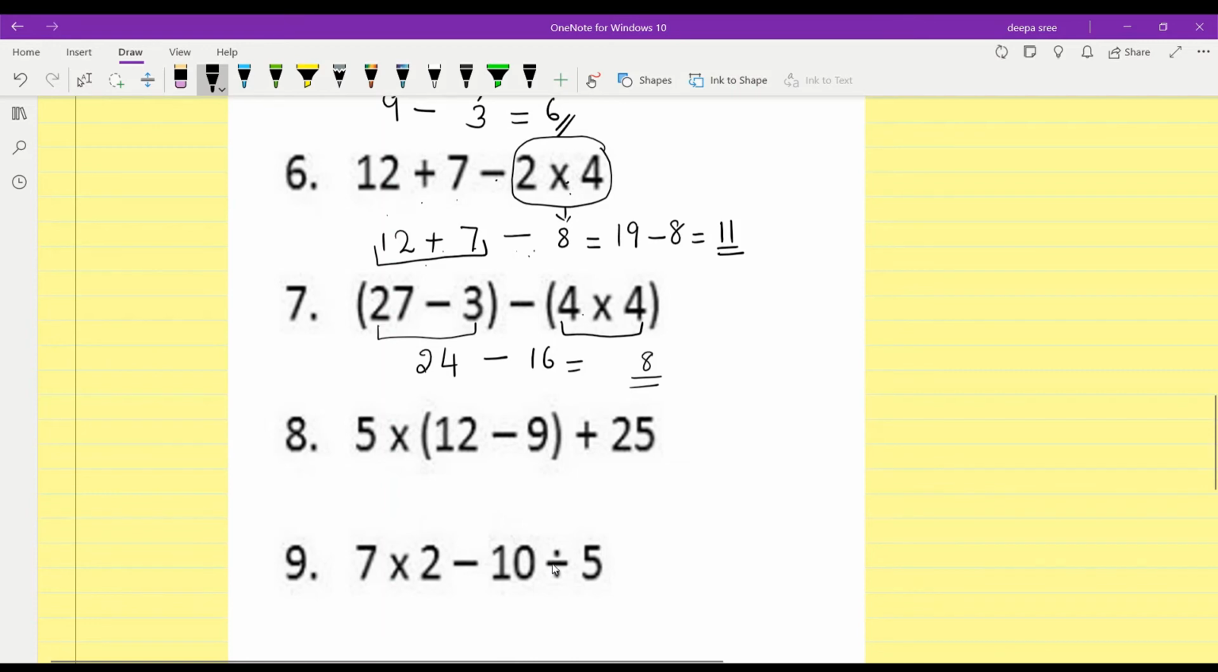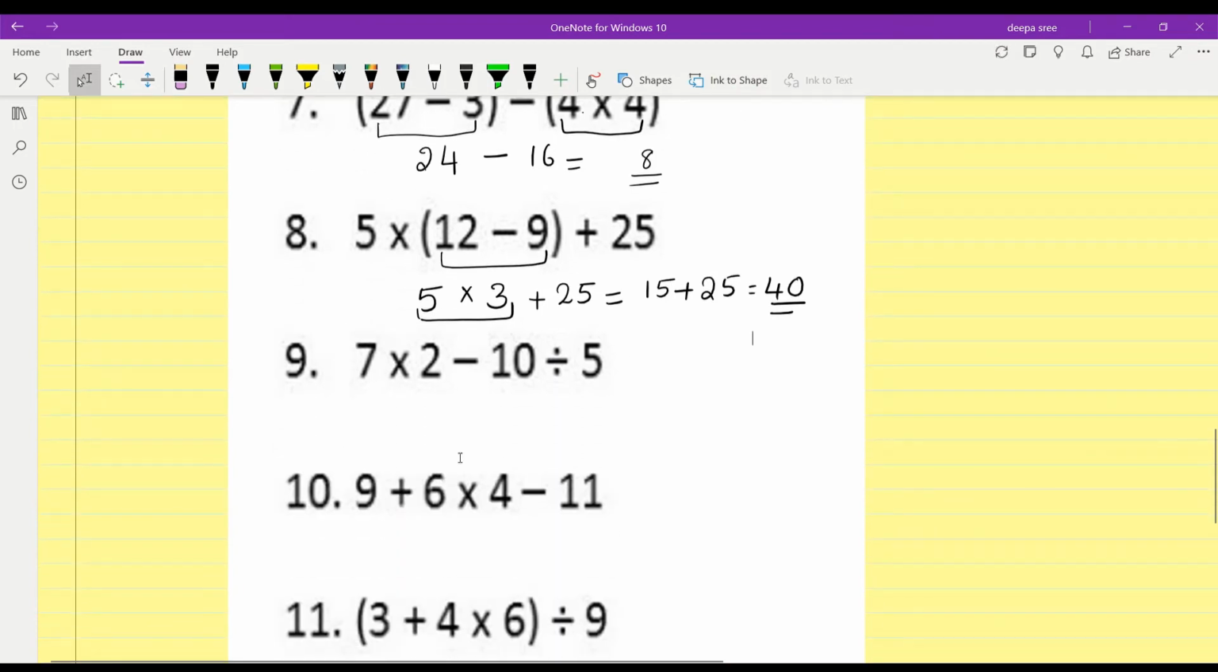Here also bracket is there. So first we should simplify bracket. 12 minus 9 is equal to 3, plus 12. Remaining you should write as it is: 5 into simplified 12 minus 9, 3, plus 25. Now again we have to apply the BODMAS rule. In that multiplication first we should do. After doing multiplication we will get 5 into 3, 15 plus 25. That's equal to 40. Answer is what? 40. Now question number 9.